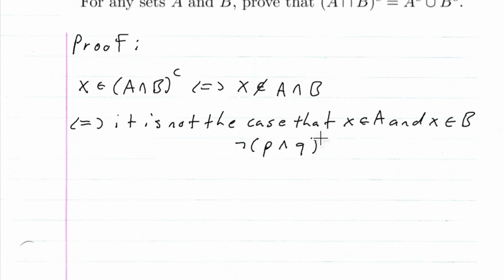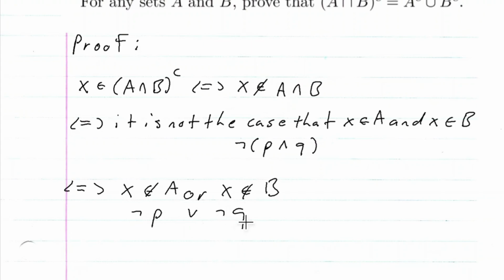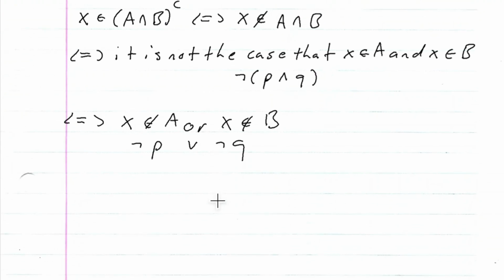So we know not (P and Q) is logically equivalent to not P or not Q, aka X is not an element of A, or X is not an element of B, right? This is not P or not Q, P being X is an element of A, and Q being X is an element of B. So now we have that X is not in A or X is not in B.